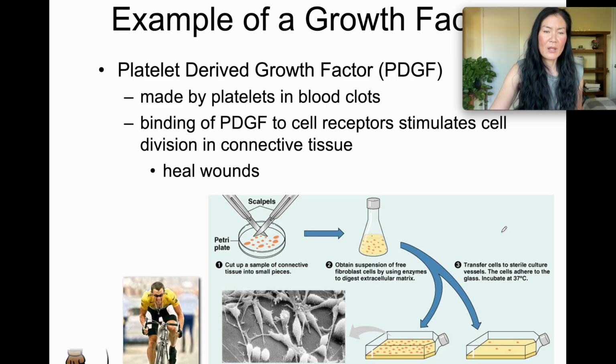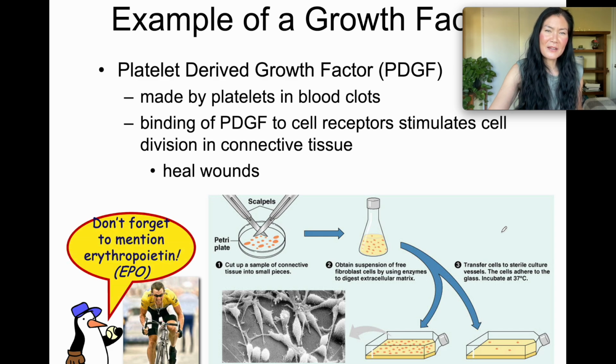Okay. Another example of a growth factor would be EPO. Okay, EPO is short for erythropoietin. I believe that's how you say it. It's also a growth factor that causes you to produce more hemoglobin protein, which is necessary for red blood cells so that you can transport oxygen to all of your cells.